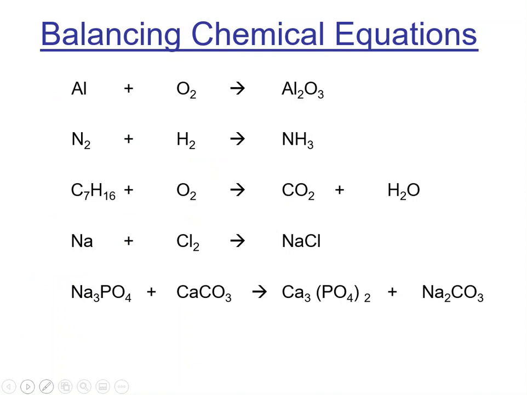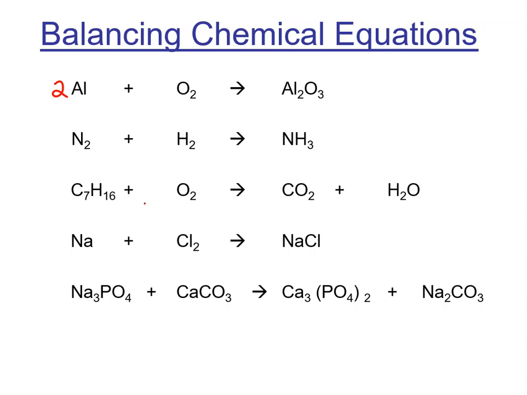Now, the first thing I'm going to do is look at the very first element I see. In the first example, the first element I see is aluminum. There's no coefficient and no subscript, so that tells me that I have one aluminum over here. Now I'm going to see how much aluminum I have on the other side of the equation. When I look here, I see I have two aluminums. Since I have one here and two there, I have to multiply this one by 2 so that it matches. So to multiply it by 2, I simply add a coefficient of 2.